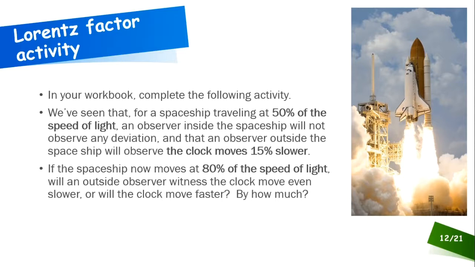So now what I'd like you to do is to take that concept that we just learned about, and in your workbook, complete the following activity. Okay? So we worked an example problem where a spaceship was traveling at 50% of the speed of light. And we saw that an observer outside the spacecraft would observe a clock inside the spacecraft moving 15% slower. Well, if the spaceship now moves at 80% of the speed of light, will an outside observer still witness a difference? Will it be slower? Will it be faster? If so, by how much? Go ahead and stop the video here, and then when you get done, come back and we'll see how you did with that.